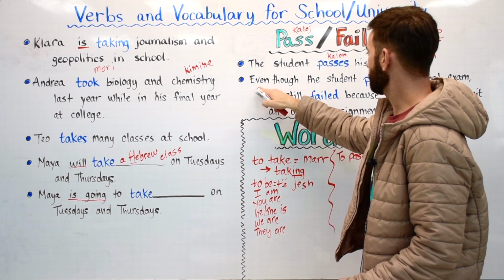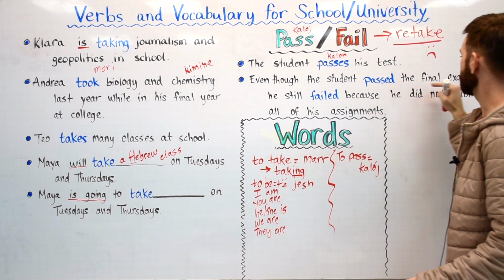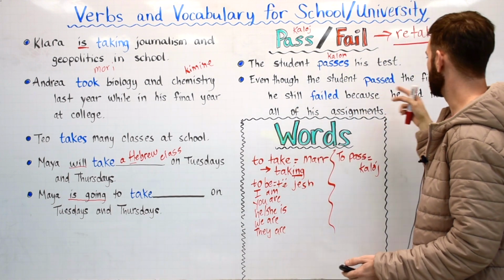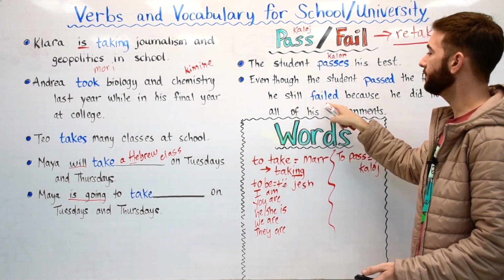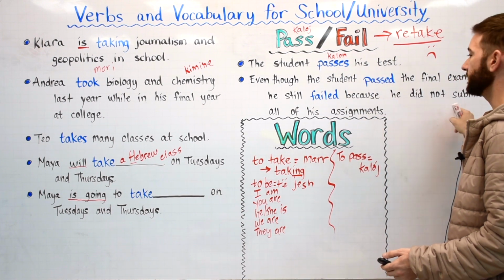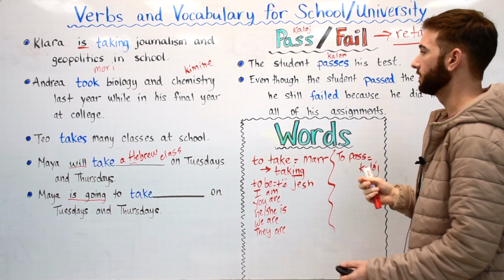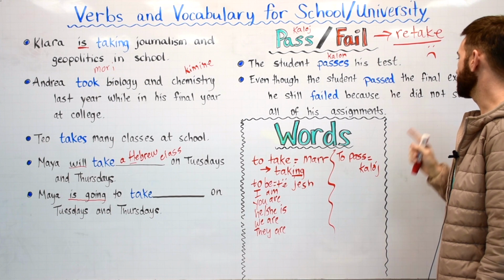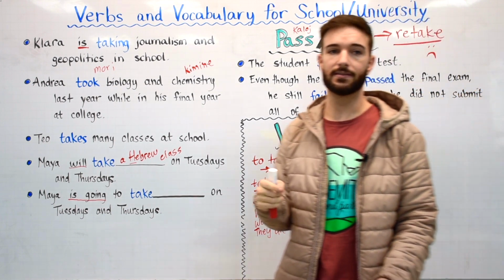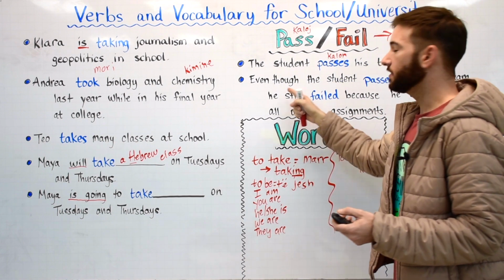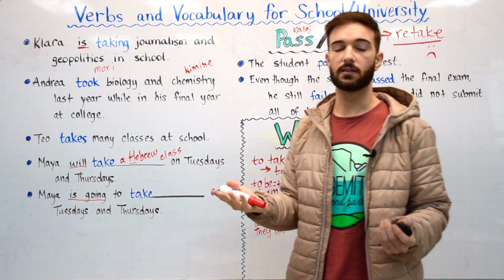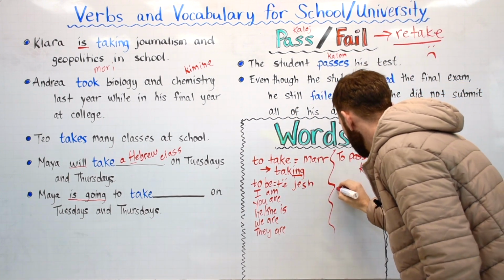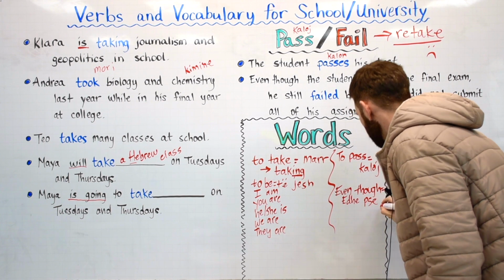In this example, even though the student passed the final exam, passed, ED, which is in the past, the final exam, he still failed because he did not submit all of his assignments. I'll read it again. Even though the student passed the final exam, he still failed because he did not submit all of his assignments. This one's a little more hard. Even though. What does even though mean? Okay. Even though, I'll write it here.